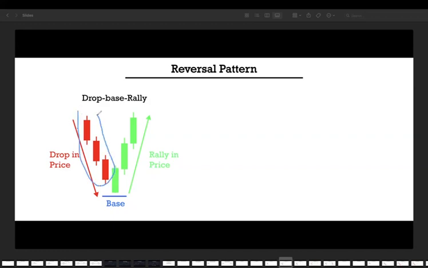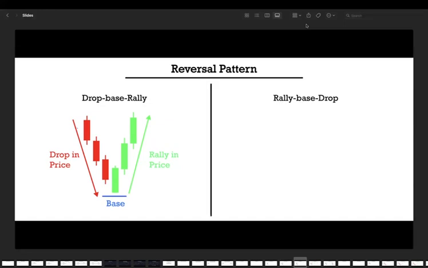So here the main movement was a drop. After that, there's a base that stops this falling and causes this rally. All right. So the base is kind of the control point that makes the trend start another movement. So drop base rally is the pattern of bullish reversal. And we have the second reversal pattern, the rally base drop. So it's a bearish reversal.